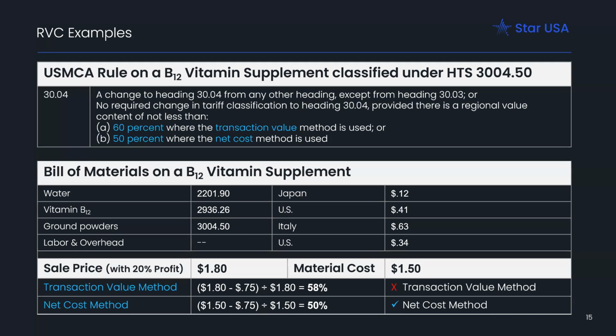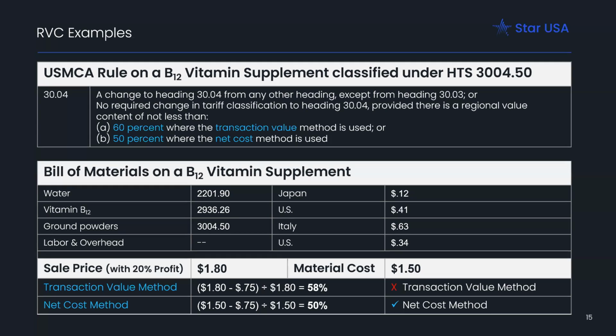So the material cost for these four components add up to $1.50. The sale price, after you add on a 20% profit, is $1.80. We can use either of the two regional value content calculations to determine if our good is going to meet the threshold required. And under USMCA and under NAFTA, you get to use the one that is most favorable to you. So in our example here, we use the transaction value method to subtract out 75 cents from $1.80, divide that into $1.80, and achieve 58% under the transaction value method. That is lower than our 60% requirement in the rule above. So we cannot qualify for USMCA using the transaction value method.